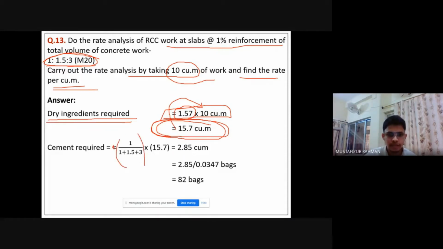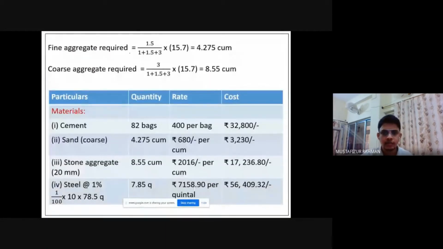Then we have this ratio, 1 divided by 1 plus 1.5 plus 3, that we understand. One part is cement, and we are finding out the cubic meters of cement. Then we also understood this value in the last class, so we are dividing with this value, and we are finding out how many bags of cement will be required. These are exactly the same, I guess, as the PCC calculation. Again, 1.5 part is fine aggregate and 3 part is coarse aggregate, and we are finding out the volume of fine aggregate and coarse aggregate.